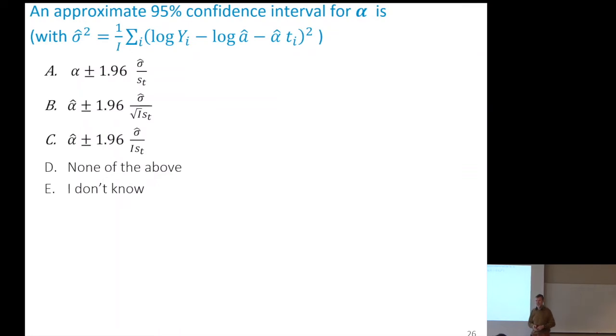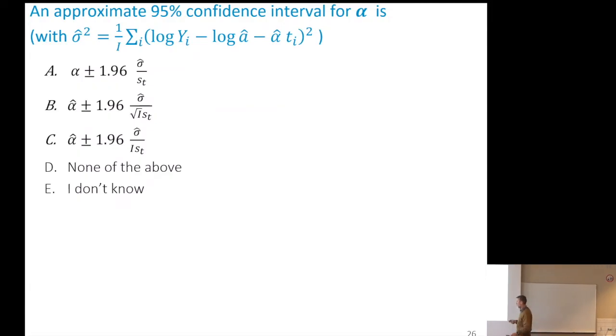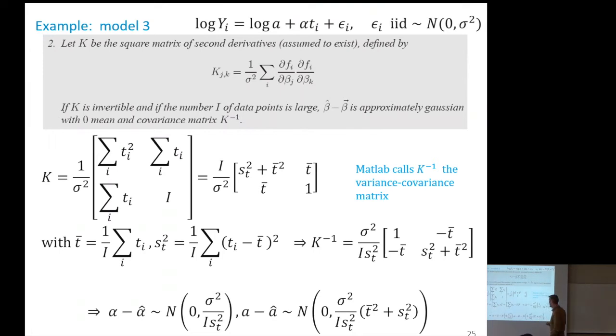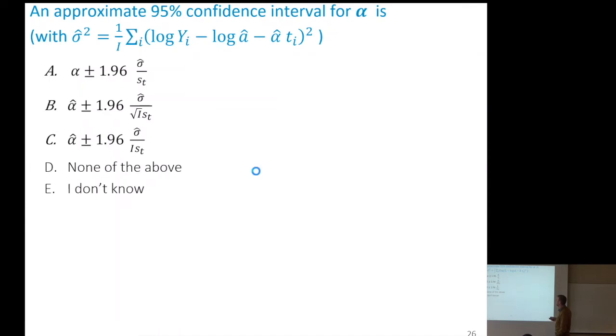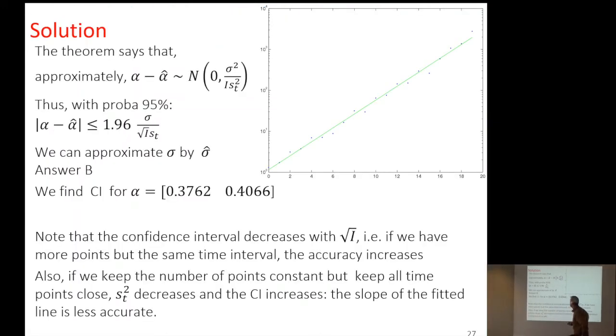What would be a confidence interval for alpha? The majority says C, which is wrong. I mean, of course, it's hard to see because we don't have two slides at the same time. But for alpha, we look at this. We take the square root of this, and that gives answer B here, right? Which I did numerically in this example.